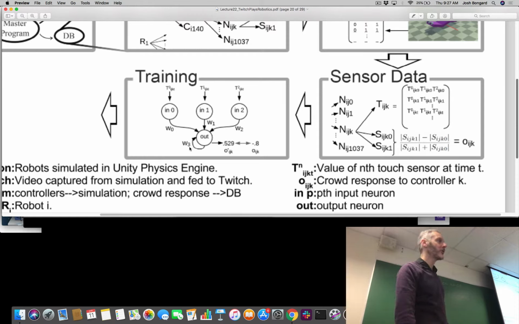Why do we have the recurrent connection in here? We're pushing through this matrix of touch values one row at a time, where each row corresponds to one time step in the simulator.